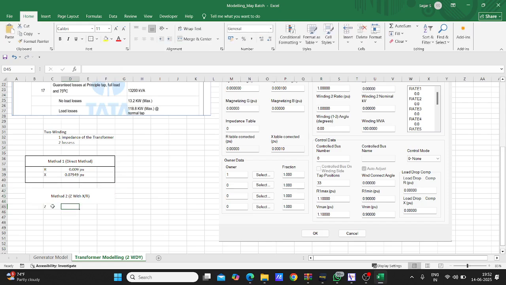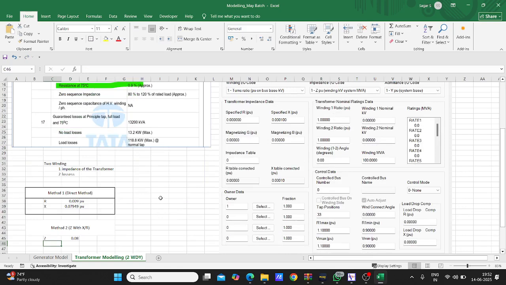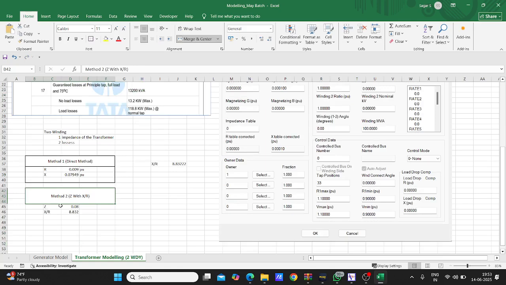That Z is equal to 8 percentage. Now I don't have an X by R, but I will take one for our easy purpose, X divided by R. Suppose let us consider your X by R is given as 8.83832. Suppose the transformer data sheet should have either Z or X by R. Now I know the value of Z and I know the value of X by R.